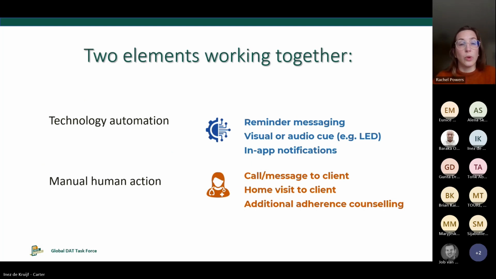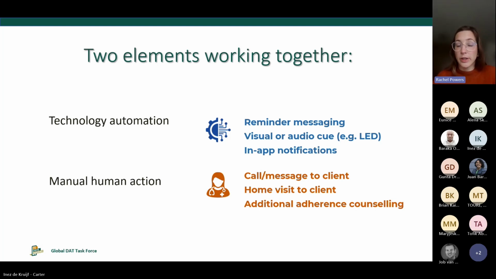Okay, so when we're talking about actions for support, we're actually thinking about 2 different categories. One is technology automation, and the other one is manual human action. Before the intervention of DATs, a lot of the support was only manual human action. But with DATs and the technology supporting them, we can think about how technology can be leveraged to also support these clients. So if we think about technology automation, that's things like SMS reminder messaging.